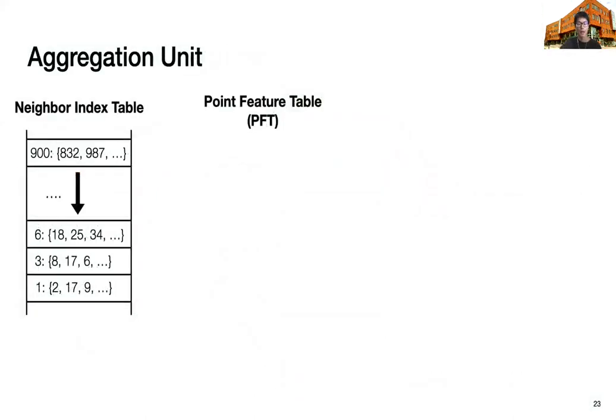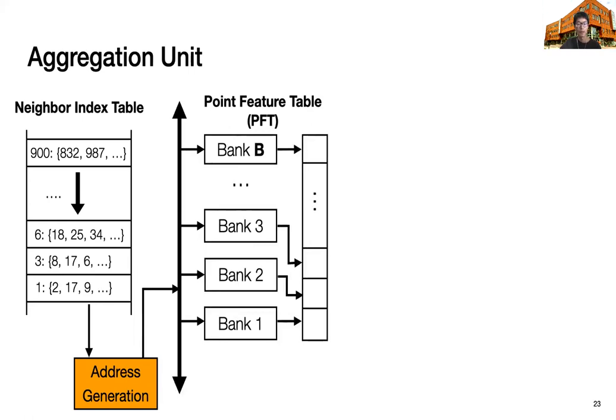Based on the access pattern of aggregation, we design our aggregation unit as follows. It has a neighbor index table to store the central indices and their own neighbor indices. Each time, the address generation will read one row from the neighbor index table and try to access the point features from the point feature table or from the global buffer. Here, the point feature table is designed as B independently addressed single-port SRAM banks, similar to a B-port, B-bank SRAM, with no crossbar.